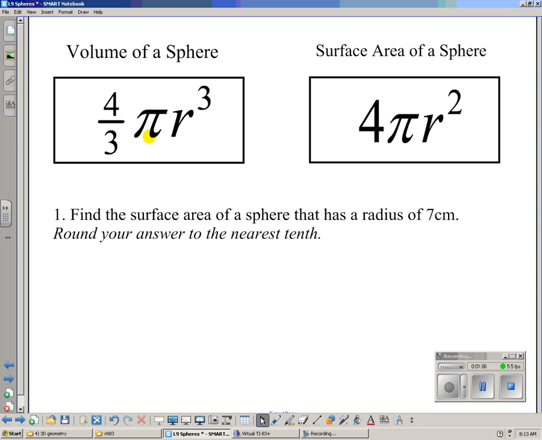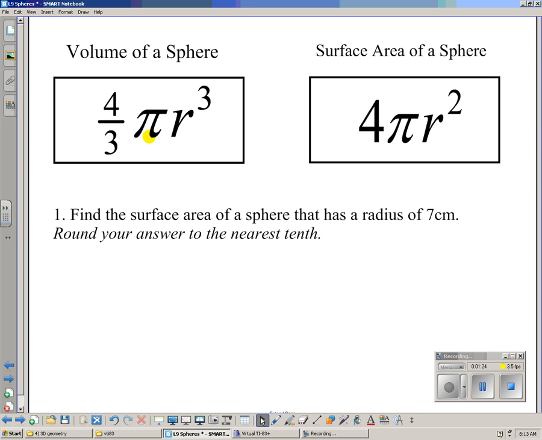Volume is the space inside a sphere. So for example, if you had a basketball and you were filling it up with air, the volume would be how much space it takes up. The surface area would be like if I were painting the outside of the basketball, like the orange part. That would be the surface area.